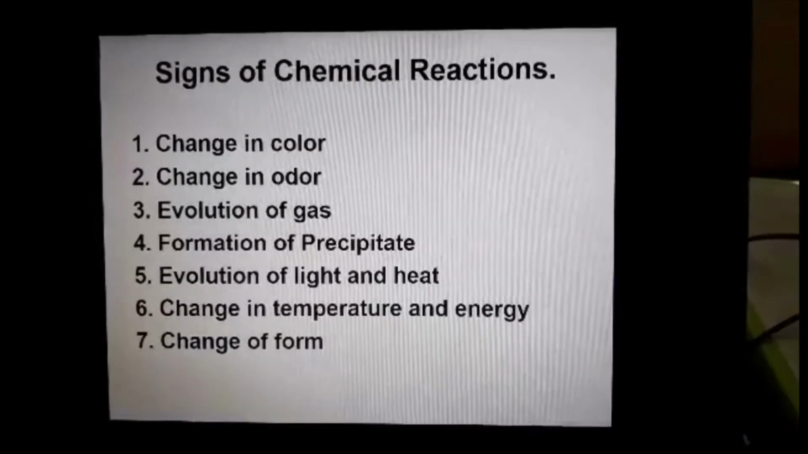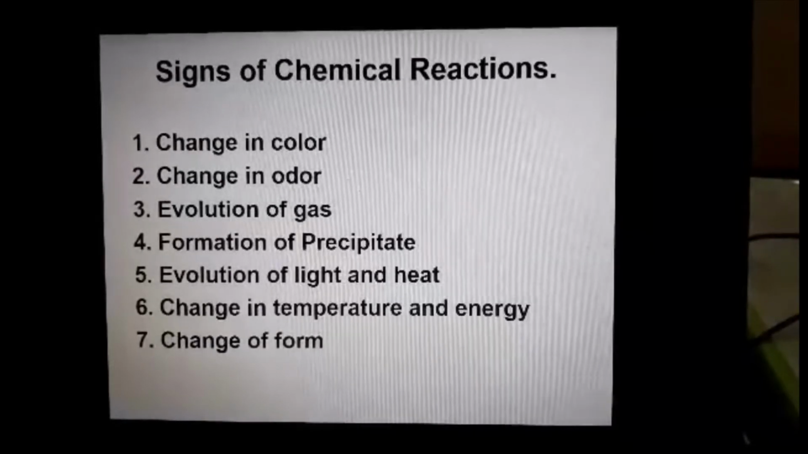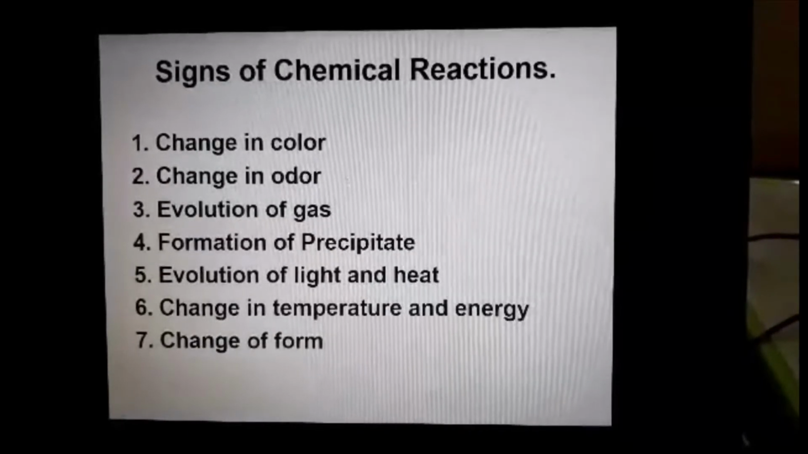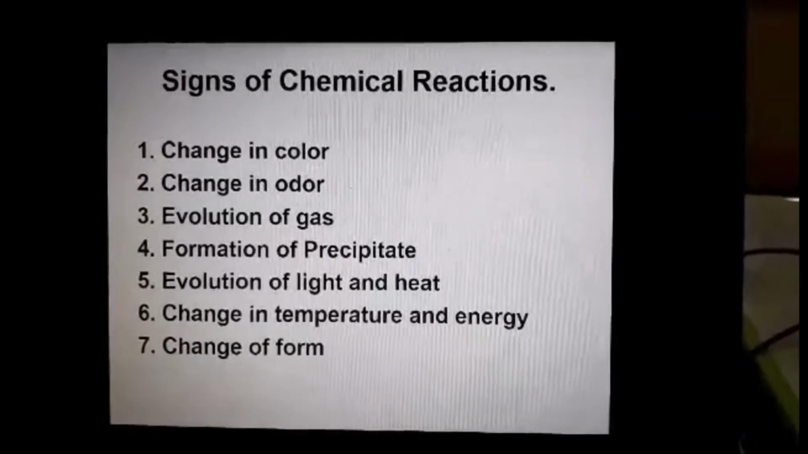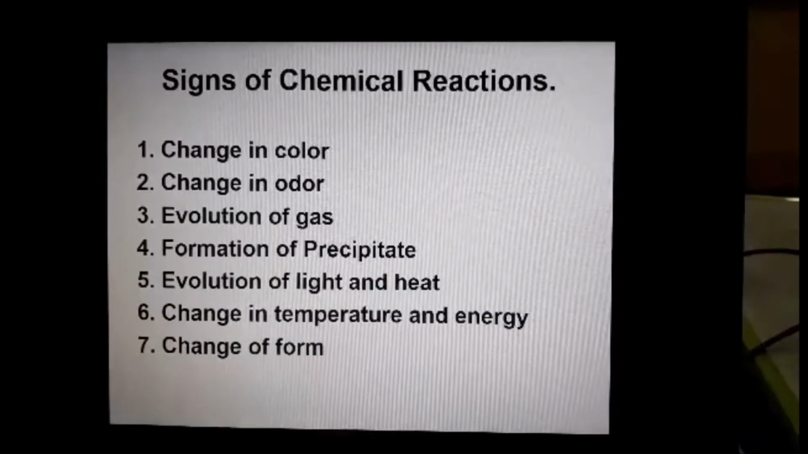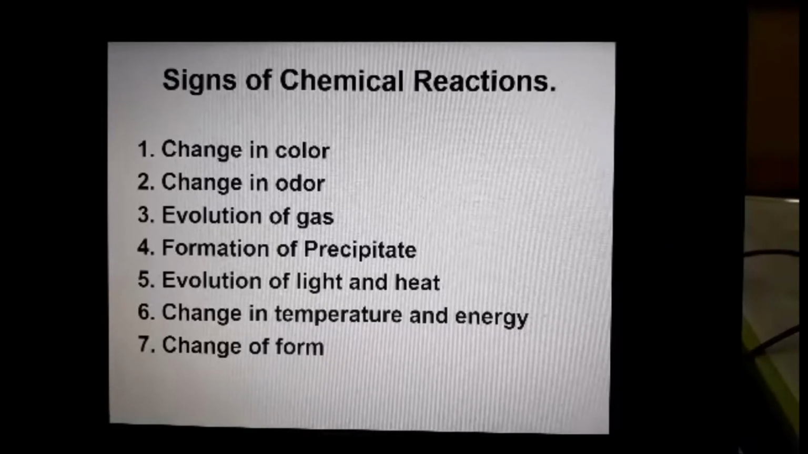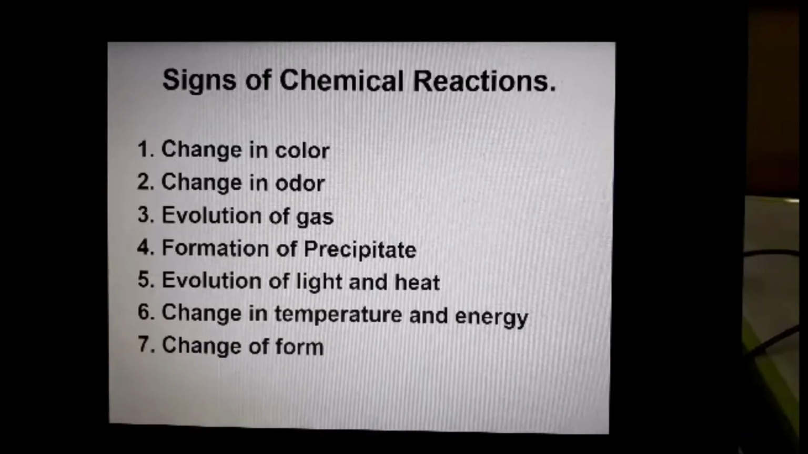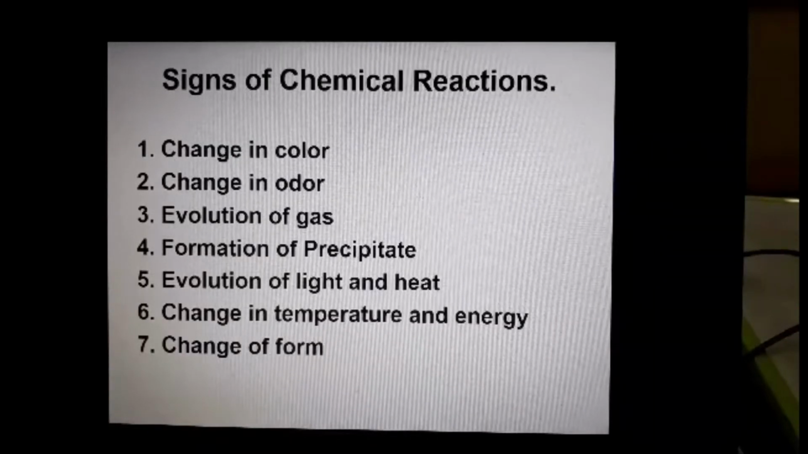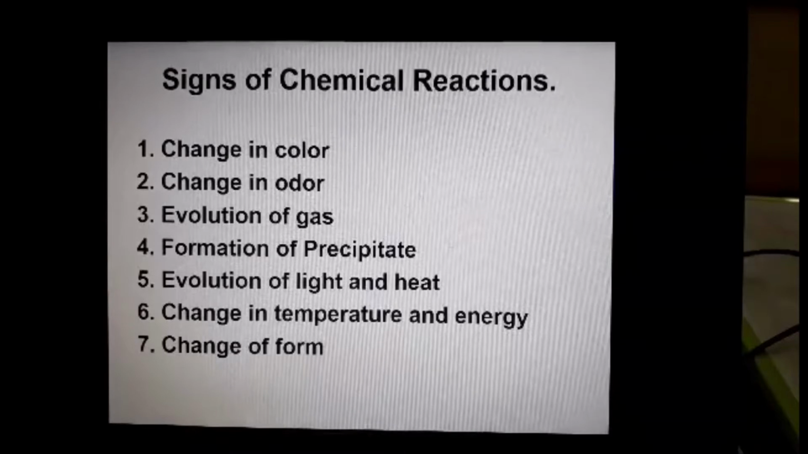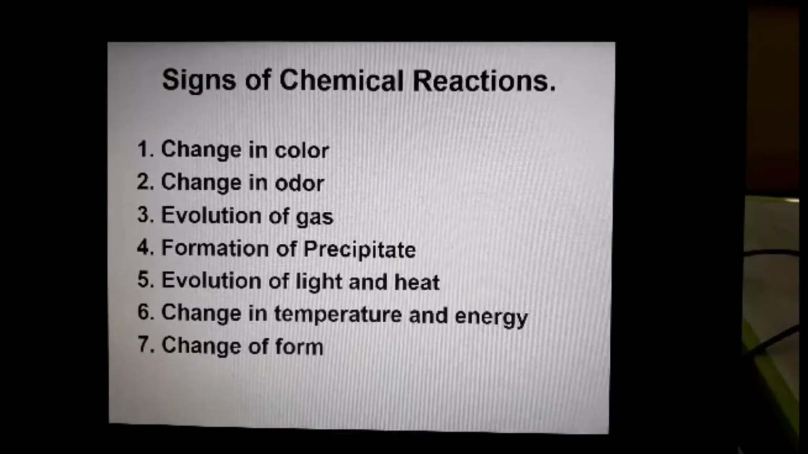So, there are different signs of chemical reactions. First, change in color. Second, change in odor. Third, we have evolution of gas. Fourth, formation of precipitate. The next is the evolution of light and heat. Next is change in temperature and energy. And of course, the last is change of form.